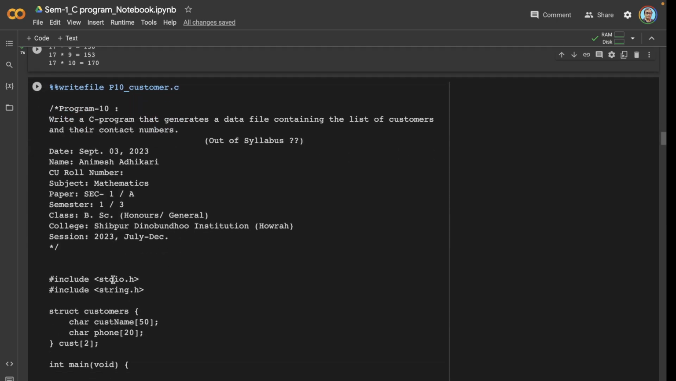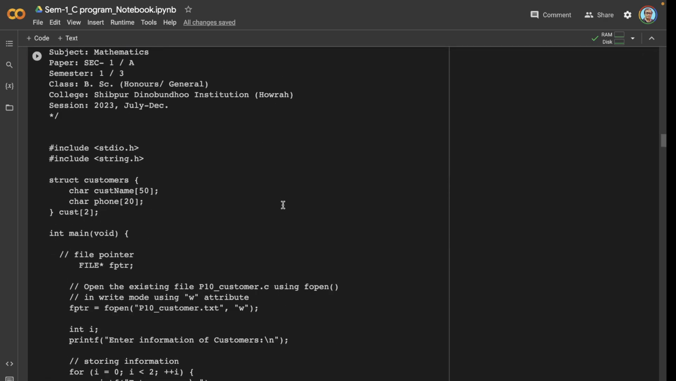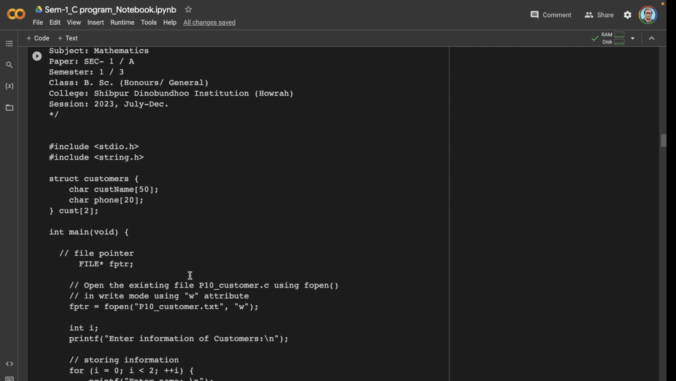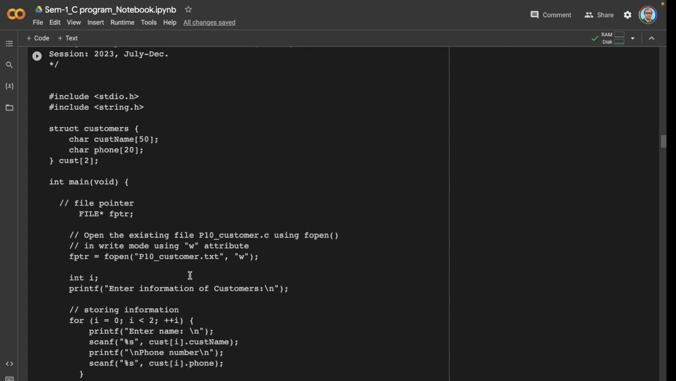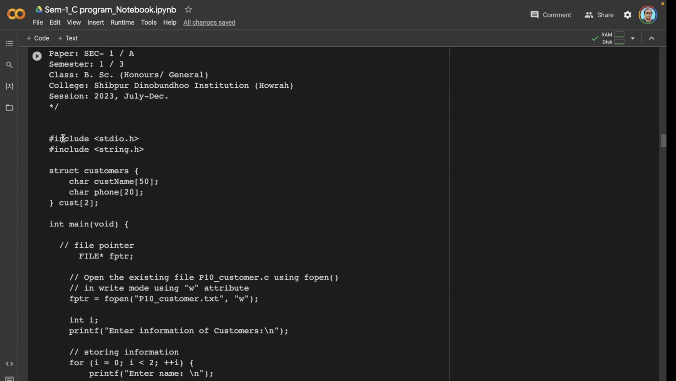Next, problem 10. Write a C program to generate a data file containing the list of customers and their contact numbers. This problem may be out of syllabus because here we use the pointer concept and so many other concepts also. So here include header file stdio.h, include string.h. So this is the string file, so the string.h header file we include here. Struct customers: character customer name 50, a one dimensional array with dimension 50, and character phone number 20, an array of 20 characters.